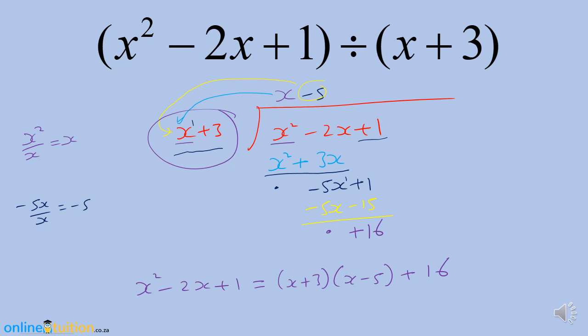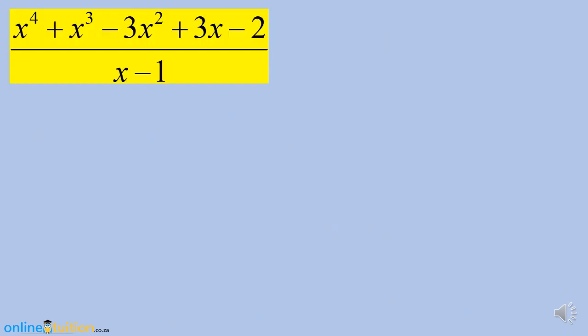Now, test it. Look at the right-hand side. Multiply the two brackets out. Add 16 to it, and you'll get the left-hand side. Another way of doing it, in keeping with the question that we had originally, is to go x squared minus 2x plus 1 all over x plus 3. That's going to be x minus 5 plus 16 over x plus 3. It all makes perfect sense. It is so simple. Let's do another example.